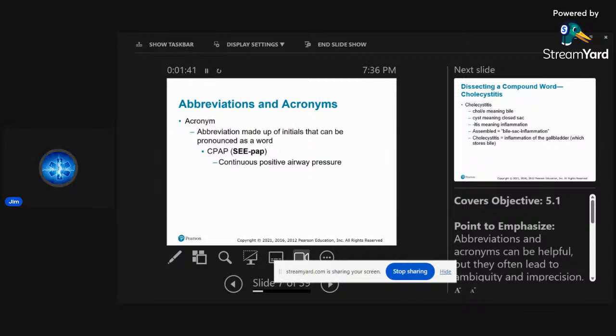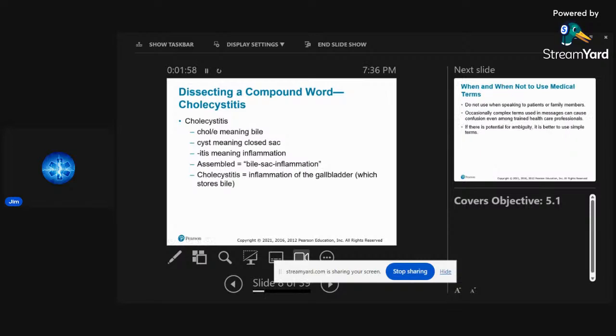Acronyms are abbreviations made up of initials that can be pronounced as a word, like CPAP, continuous positive airway pressure. That's what it stands for. So take the first letter of each word and make an acronym, like CPAP. We have a lot of them in the EMS world.